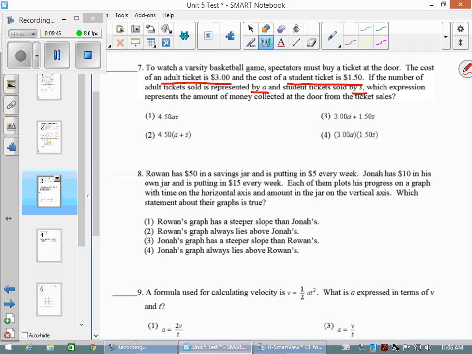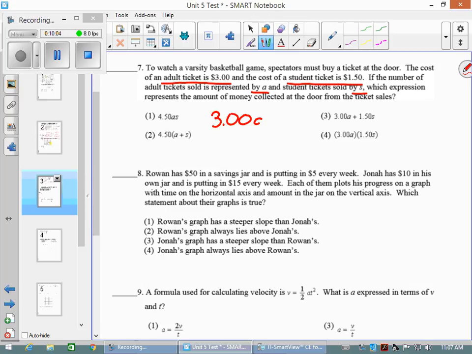Well, they're telling you that each adult ticket, which is represented by A, is $3. So to find out how much money we made from adult tickets, we're going to take that $3 and multiply it by A.